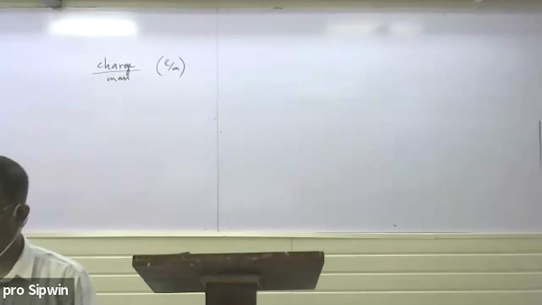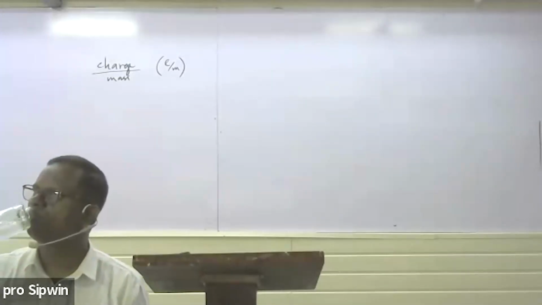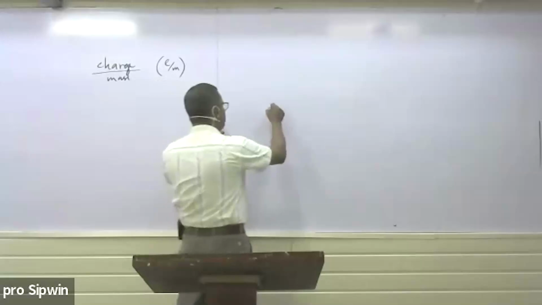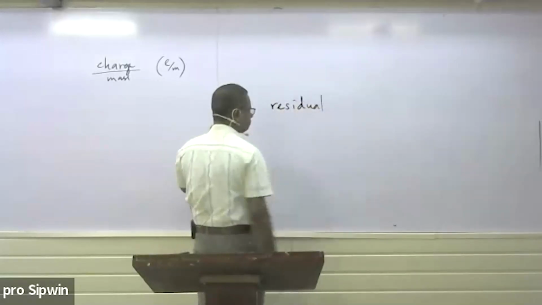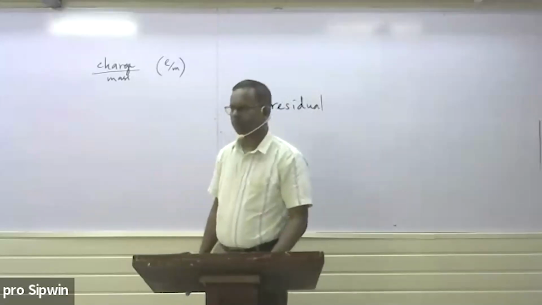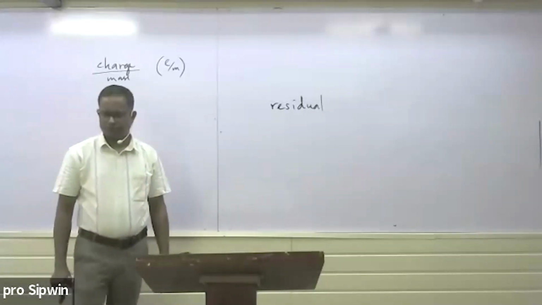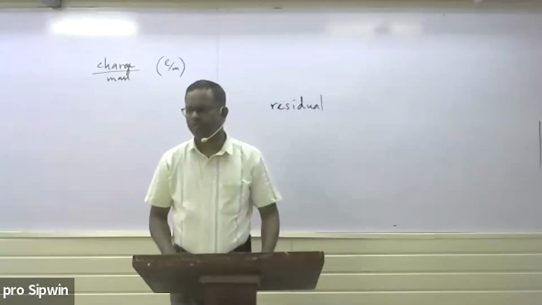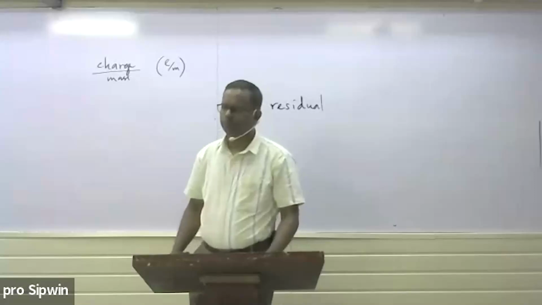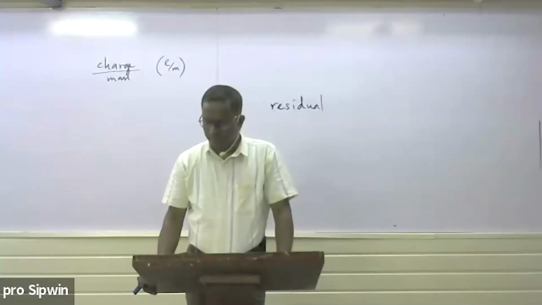He changed the residual gas inside the cathode ray tube, and the electrodes, the metal plates, and determined the e over m value.